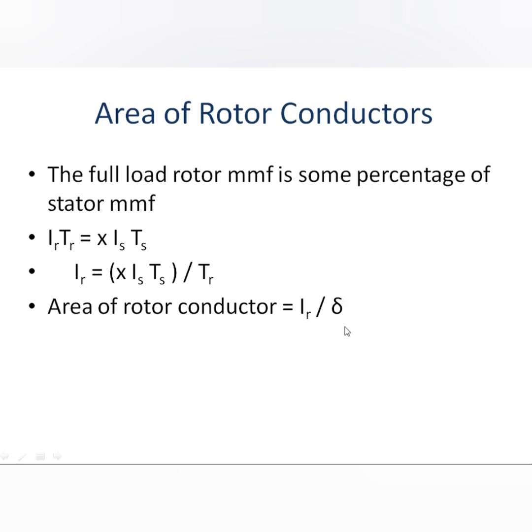So we can assume the current density of the rotor anywhere from 4 ampere per millimeter square to 7 ampere per millimeter square. The area of the rotor conductor can be calculated by assuming a suitable current density. Of course, the current density will depend upon the cooling parameters of the induction motor.